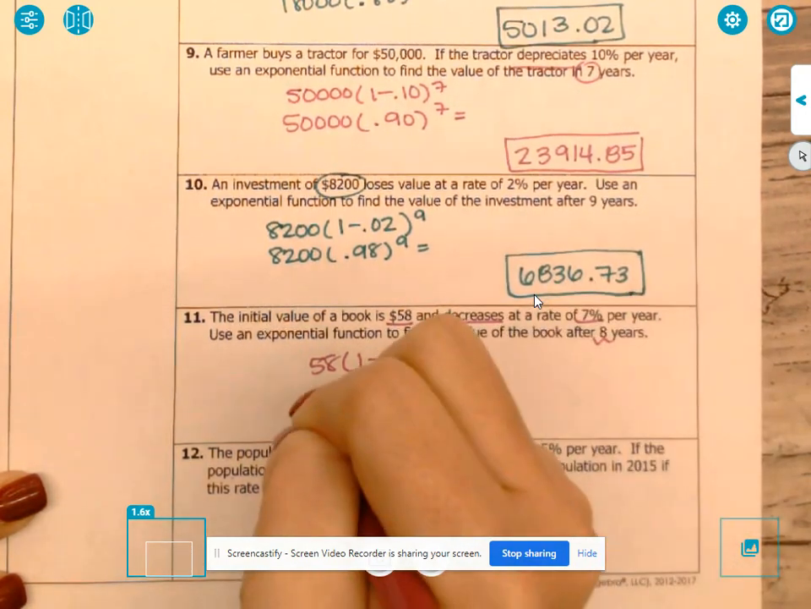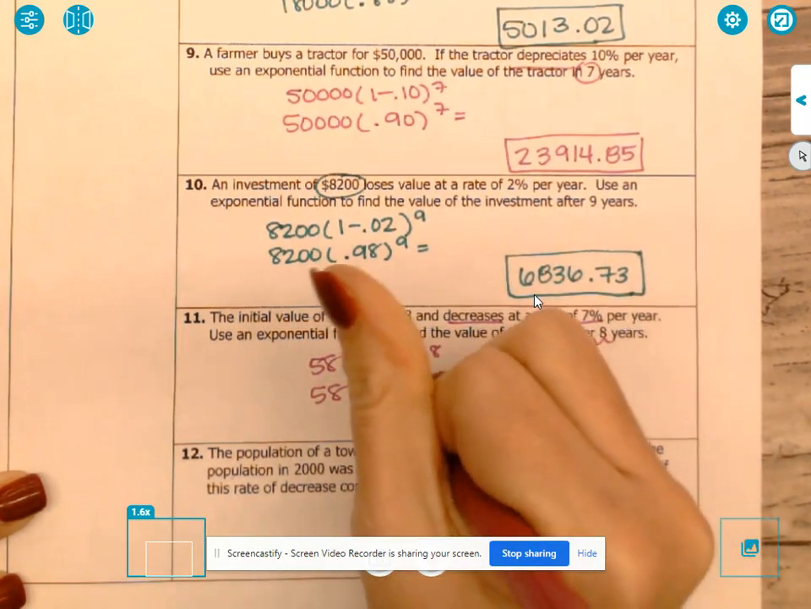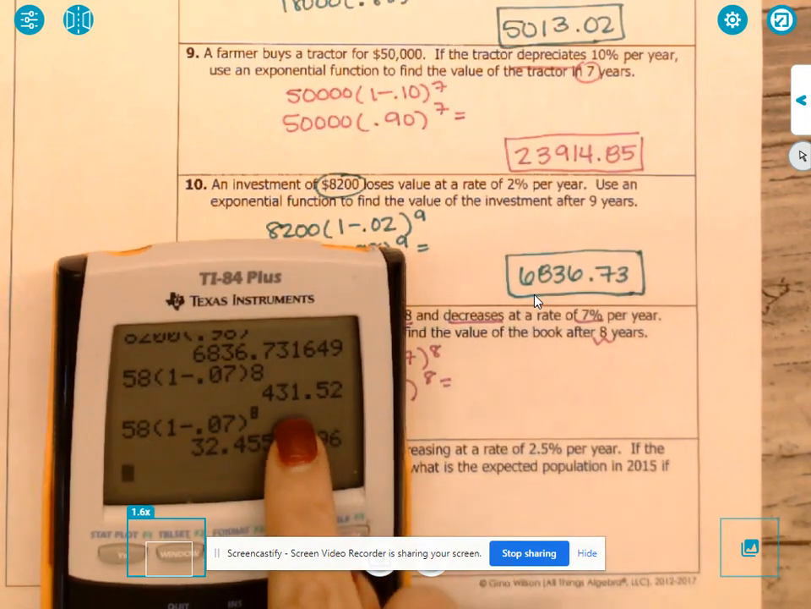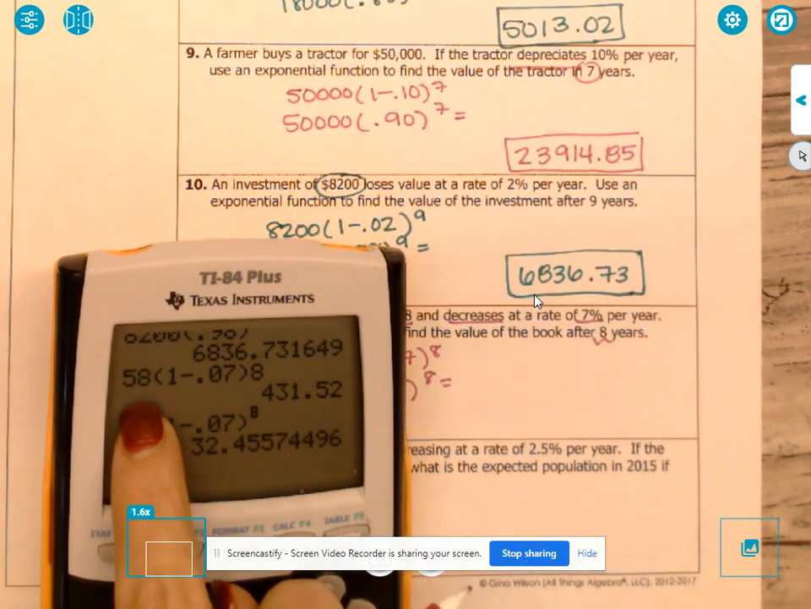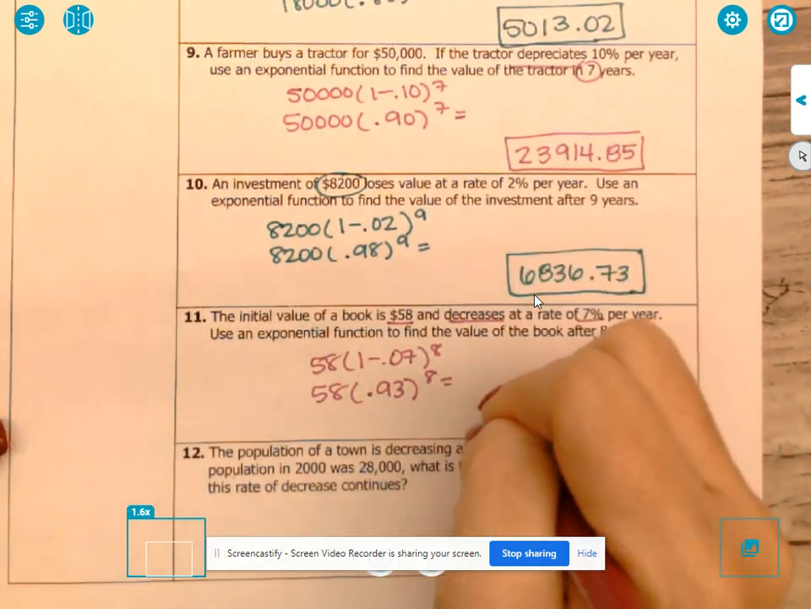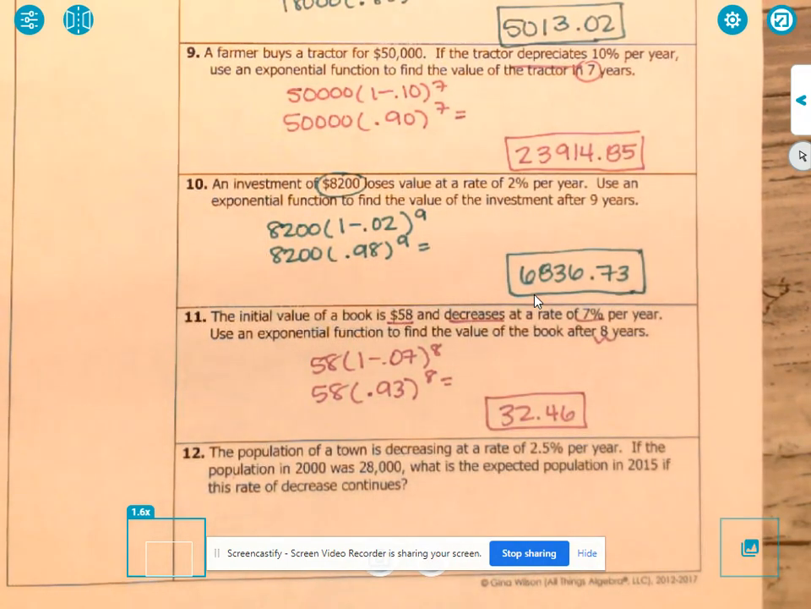It is decreasing at a rate of 7%, so 1 minus 0.07 after 8 years. So 58, 1 minus 0.07 is going to be 0.93. Again, 100% minus 7% is 93%. What you're doing there. And be careful. I just typed that in and forgot to raise it to the 8, so it looked like I multiplied it times 8. And when I did that, just to show you real quick, I got 431, which doesn't make sense. It is not less than 58, okay? So be mindful of that as well. Okay, so we're going to say 32, 40.